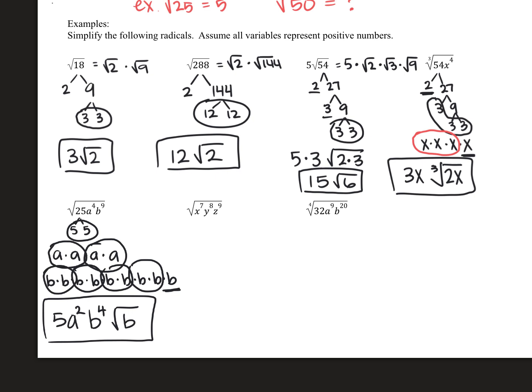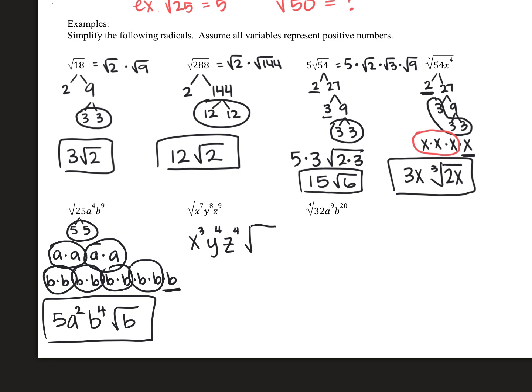Next we have the square root of x to the 7th, y to the 8th, z to the 9th. Now I'm not going to write out all of the x's, y's, and z's here. I'm going to do this intellectually. So if we think, how many groups of 2 are there in 7? And there are 3. So I'm going to have x cubed. How many groups of 2 are there in 8? And there's 4. So we're going to have y to the 4th. How many groups of 2 are there in 9? 4 there, so we're going to have z to the 4th.